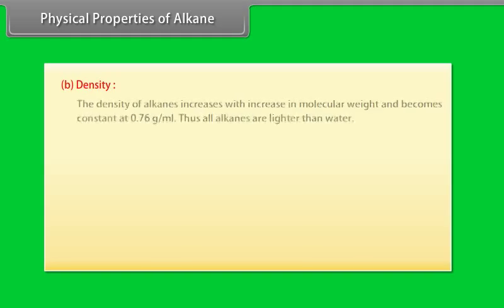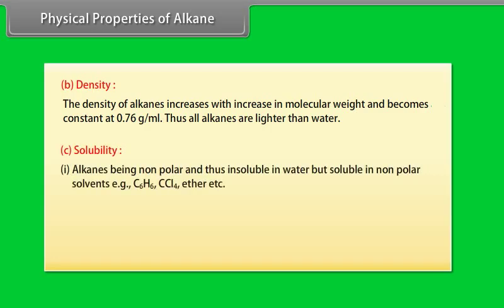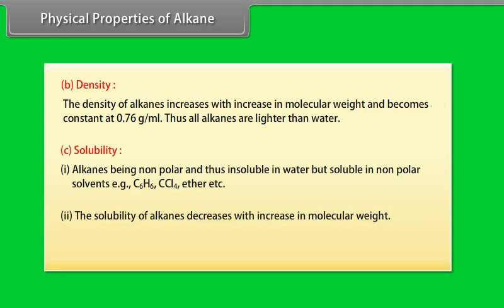Density. The density of alkanes increases with increase in molecular weight and becomes constant at 0.76 gram per milliliter. Thus, all alkanes are lighter than water. Solubility. Number 1: alkanes, being non-polar, are insoluble in water but soluble in non-polar solvents, for example C6H6, CCl4, ether, etc. Number 2: the solubility of alkanes decreases with increase in molecular weight. Number 3: liquid alkanes are themselves good non-polar solvents.